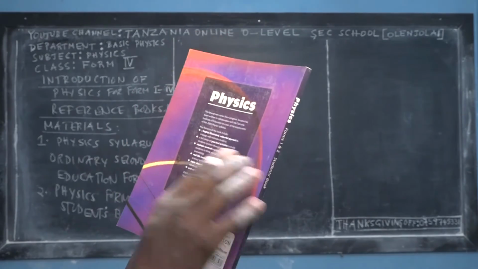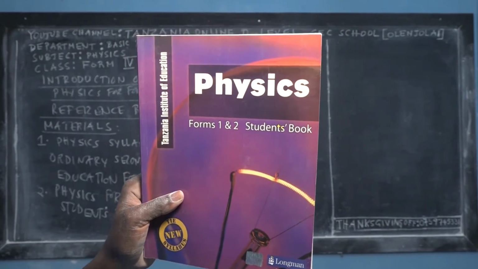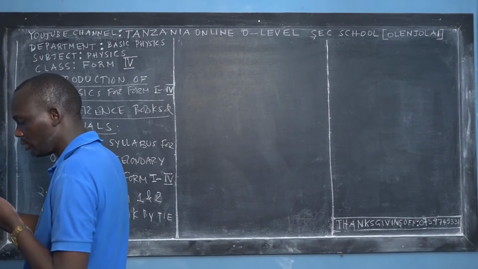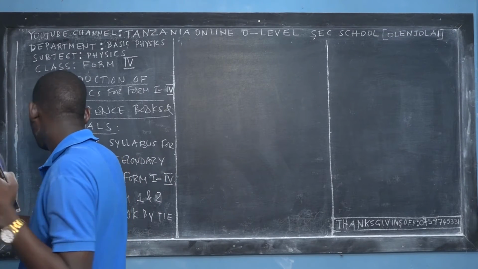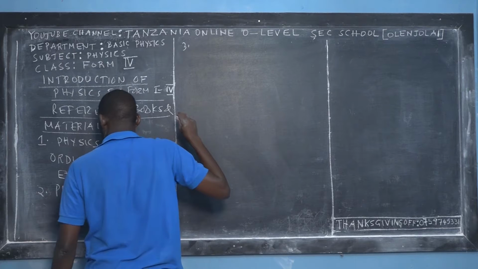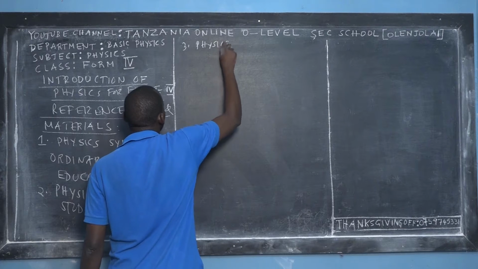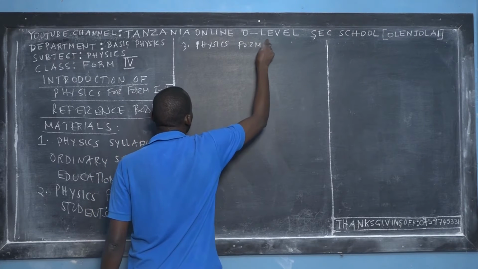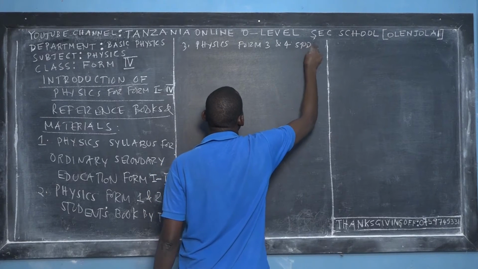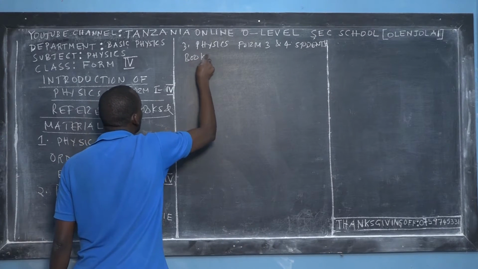Also the other books are from Oxford. If you don't have this book, you can order it online and go through the descriptions of this video. You see the cost. So you can buy for your young brother or for yourself also, right? So that's the second reference material. The third reference material for physics for Form 1 to Form 4 is called Physics Form 3 and 4, Students' Book.